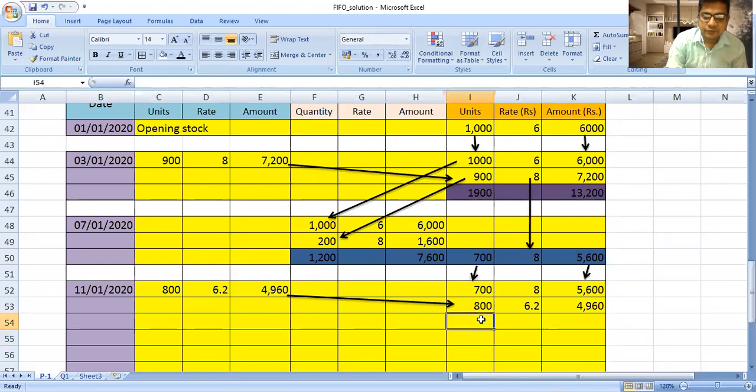Then after that, we have to find out the total. 700 plus 800, it means it is 1500.